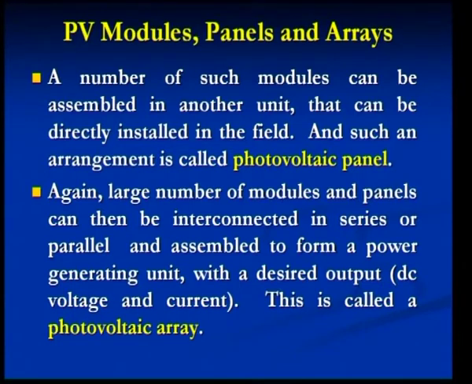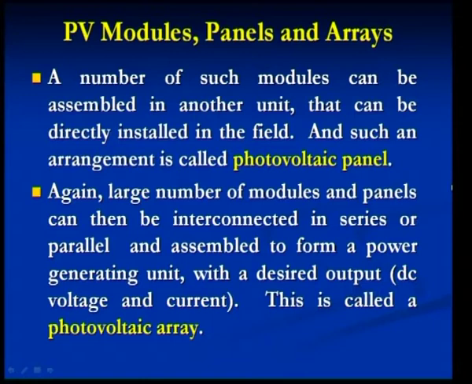Finally, a power generating unit is the one which is going to have a large number of photovoltaic cells that are grouped into a number of photovoltaic modules, which are assembled in a fashion called photovoltaic panels, and a number of panels together is going to be available as an assembly in a particular photovoltaic device. So, a large number of modules and panels can then be interconnected in series or parallel fashion and are assembled to form a power generating unit with a desired amount of output, the DC voltage and the current. This is finally called the photovoltaic array. So, photovoltaic array is the final terminology that is used for the availability of all these solar cells in an array fashion, which is going to be used in a photovoltaic device.